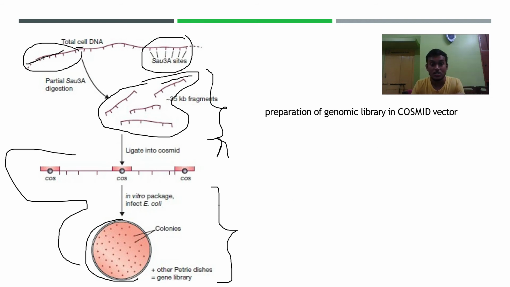So how do we check that? It's a very simple method, as said. We check it by using those particular clones to infect an E. coli bacterium. The colonies that we get after incubating for, let's say, 24 hours or 48 hours, we add those colonies into the gene library. So this is how we prepare a genomic library.